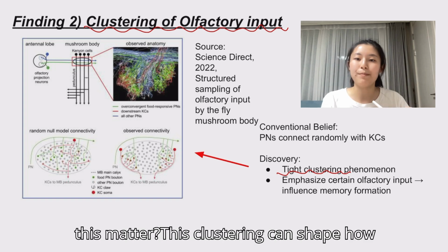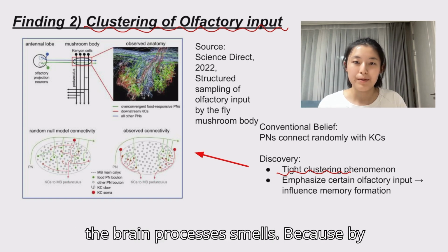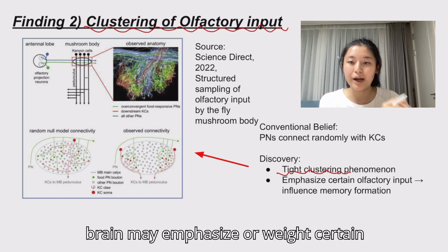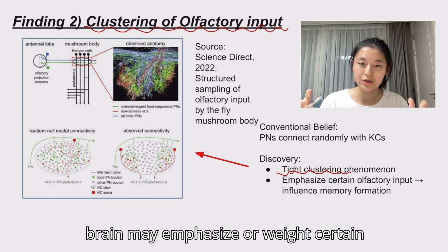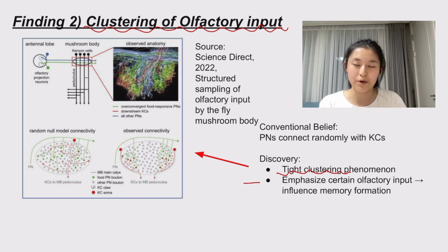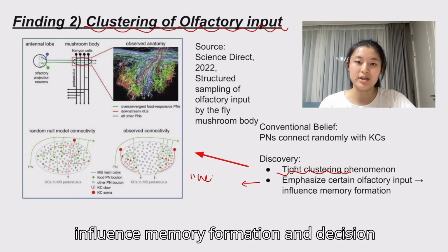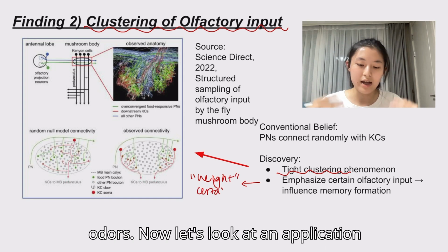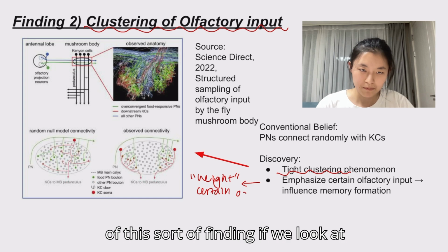This clustering can shape how the brain processes smells, because by having similar types of olfactory inputs closely grouped, the brain may emphasize or weight certain smells even more strongly, which could perhaps influence memory formation and decision-making processes in response to these odors. Now, let's look at an application of this sort of finding.